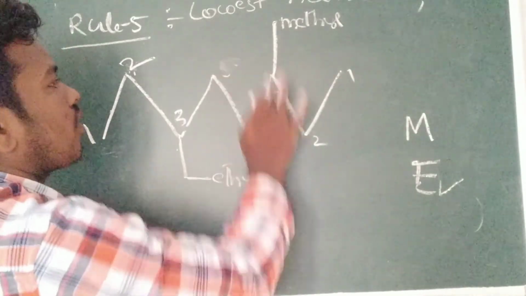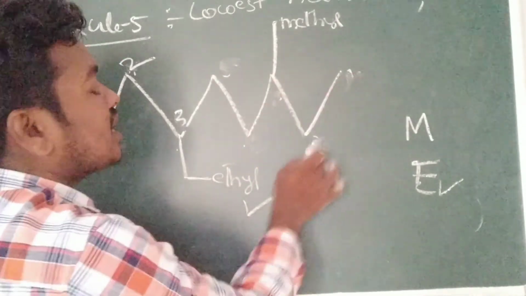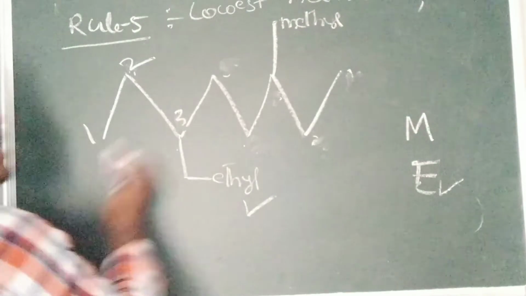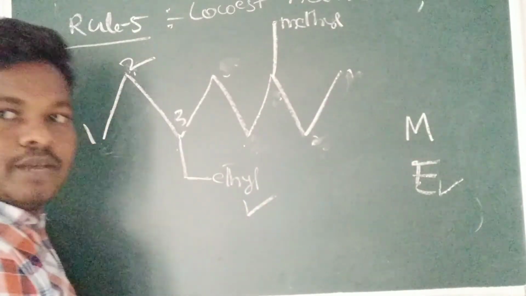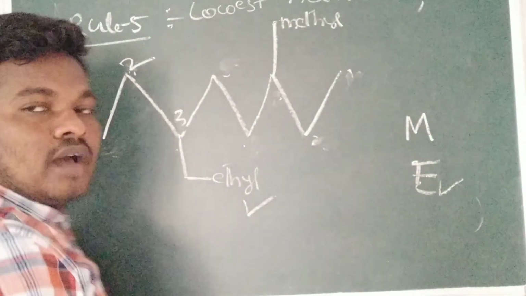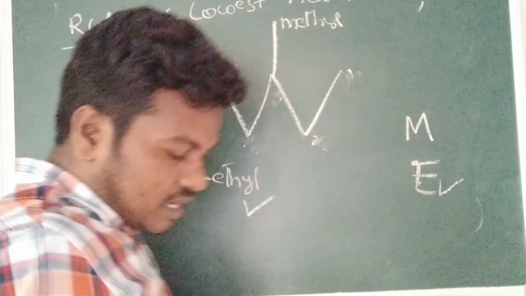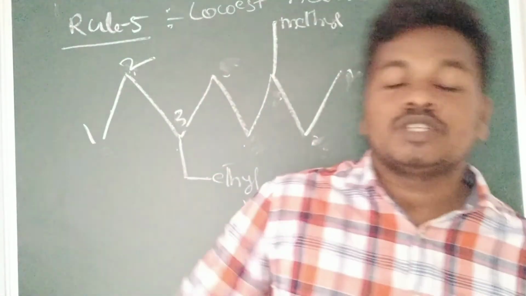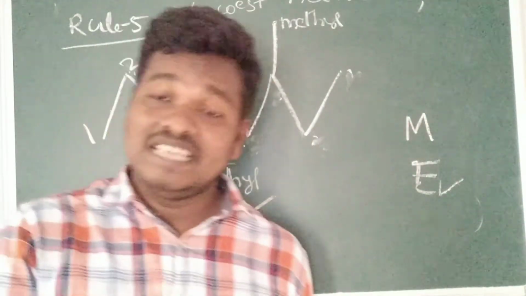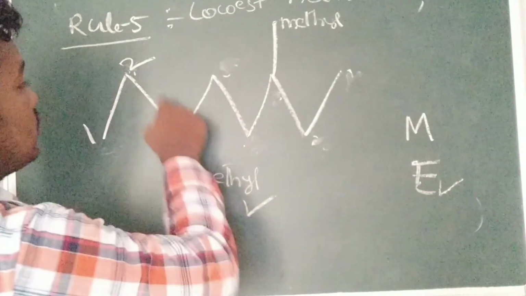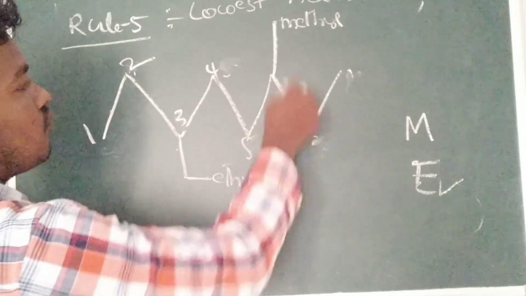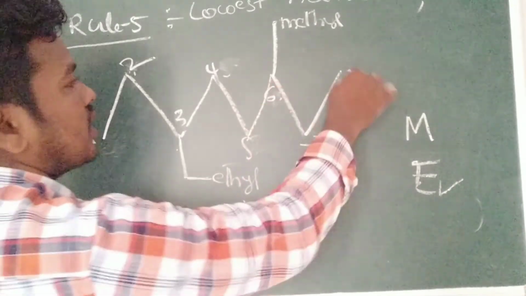This is the wrong number system, because coming from right to left, the methyl group got the least number and the ethyl group got the highest number. In alphabetical order, the substituent whose first letter comes first is the one that should get the least number. So we have to give 1, 2, 3, 4, 5, 6, 7, 8.